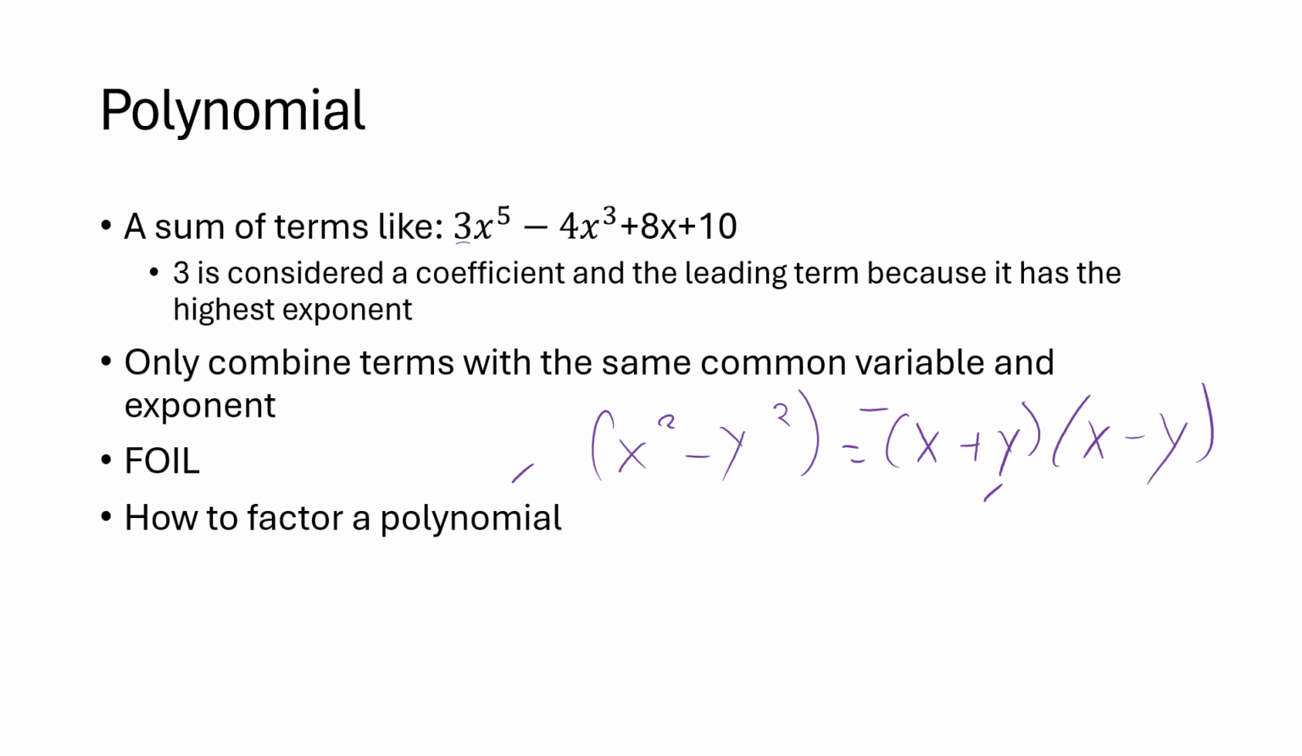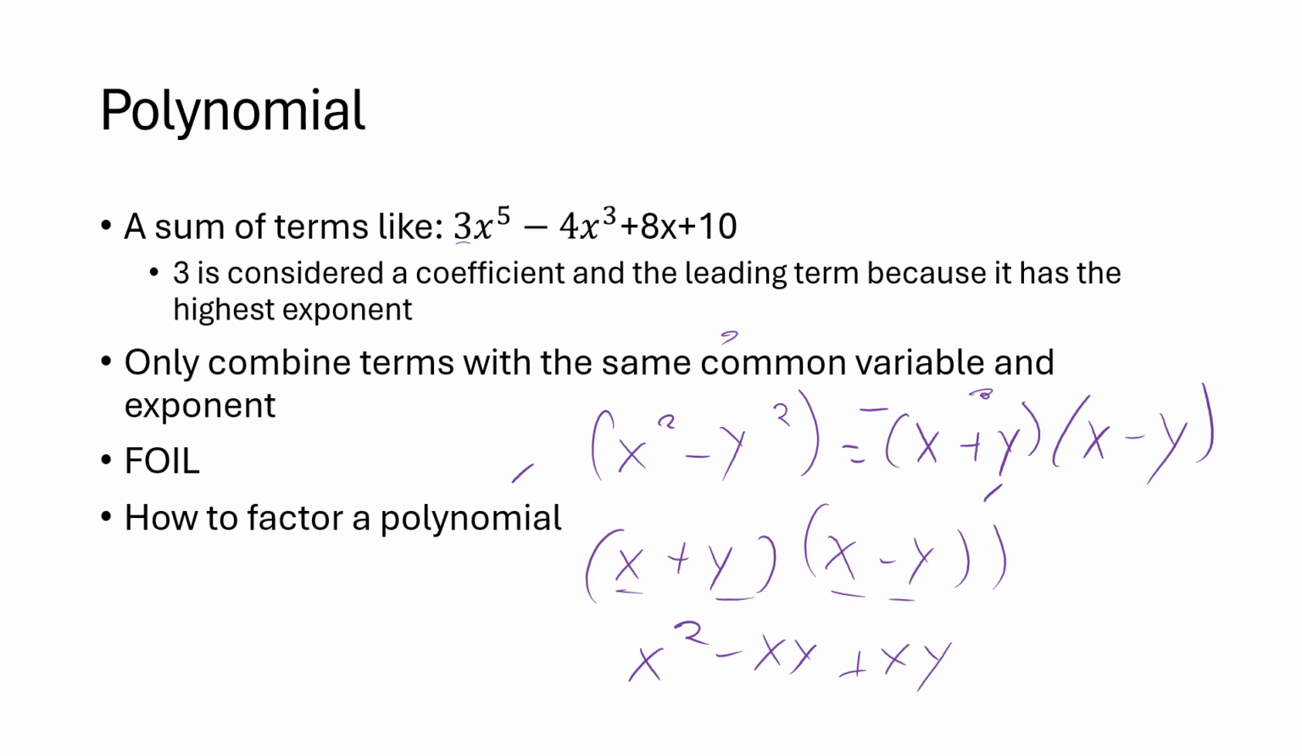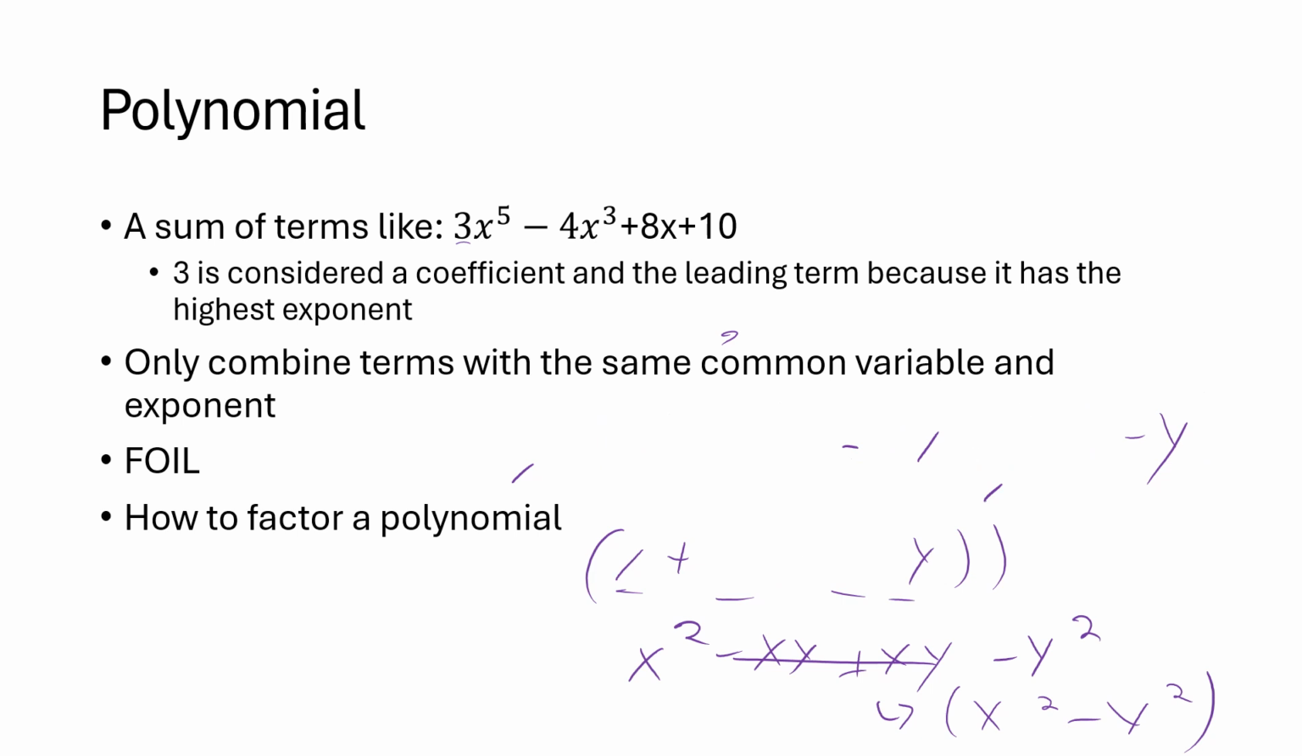So, if you wanted to figure out how did we get from here to here, I'm going to go (x plus y)(x minus y), which gives us x squared, x times y is negative xy, y times x is plus xy, minus y squared. These cancel out, which leaves us with the iconic x squared minus y squared. So the difference of squares will always have this end result.